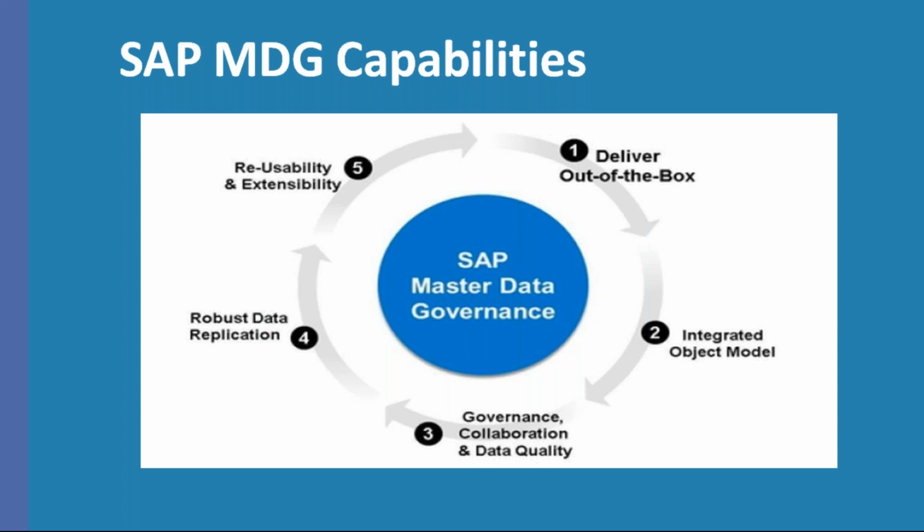So in MDG, whatever data we are creating, changing, marking for deletion, blocking or unblocking, every single piece of data has to go through a certain approval process. There will be a requester, verifier, and approver, so different levels of approvals. Once everybody approves, the data will be updated in the table. Otherwise it will not be updated. That's one of the important things.